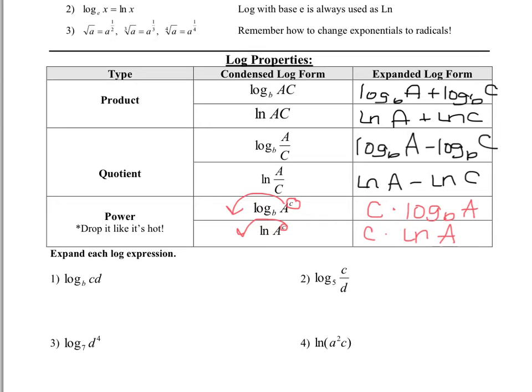Okay, I want to make one observation. When I have a product or a quotient rule, and I want to expand them, I get 2 different logs at the end when I'm expanding them. But if I have a condensed log form of this power rule, I'm dropping the power down, but I still only have 1 log. So when you have a power, you're not making it 2, but for the other 2, you will. Okay, let's try a few examples.